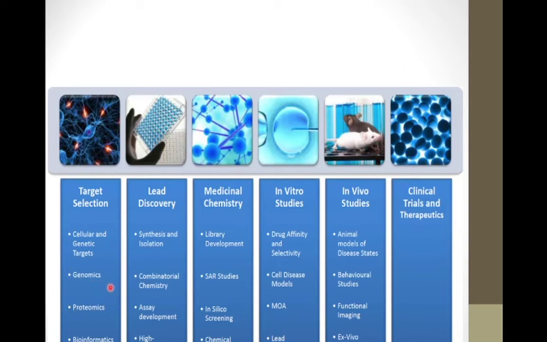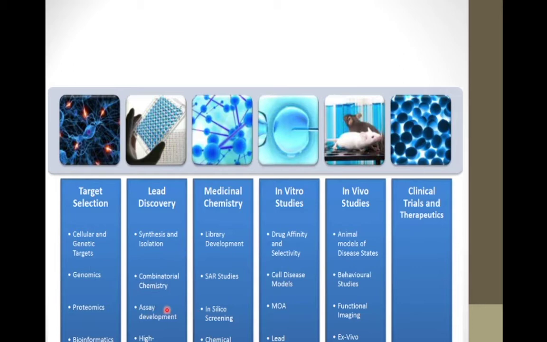Proteomic studies, there are a number of papers where they've analysed the secretome, so this means proteins which are secreted from cancer cells as a way to discover novel biomarkers. And these novel biomarkers may be useful in the therapy route. And also bioinformatics, which encompasses genomics and proteomics. Lead optimization involves synthesis and isolation, and we also use combinatorial chemistry and assay development.